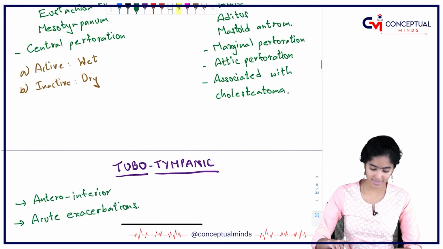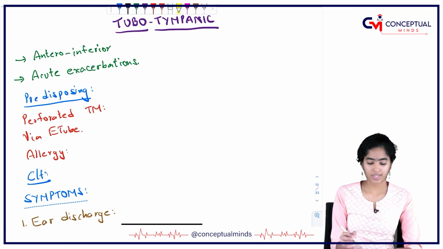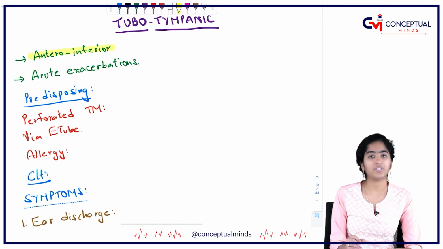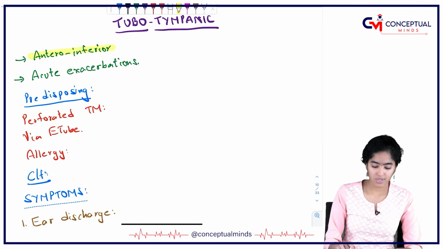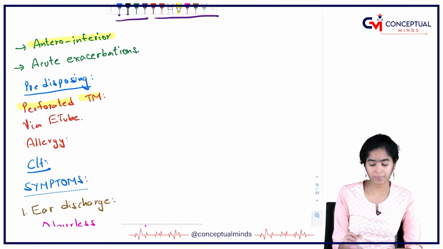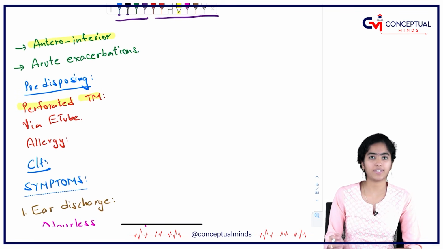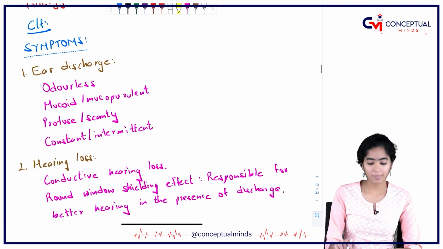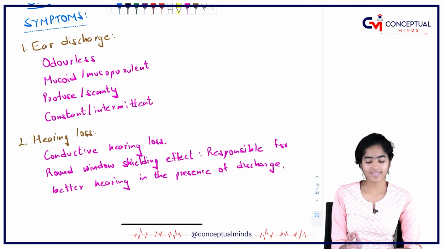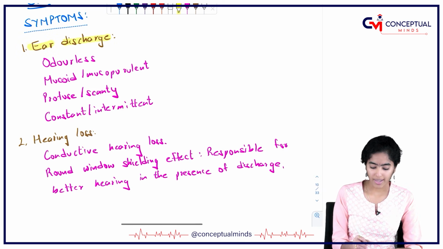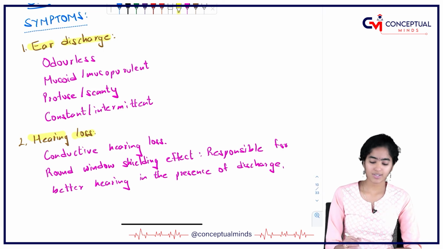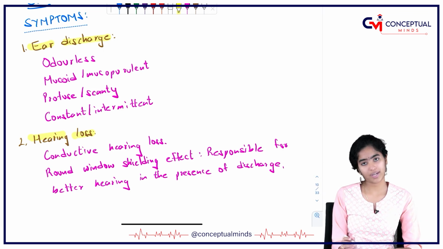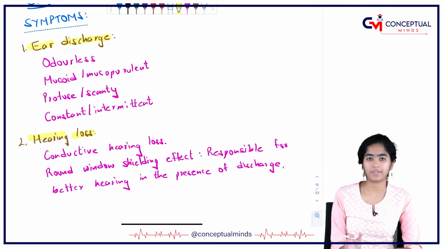All the features. Tubotympanic type usually involves the antero-inferior area of middle ear, and the predisposing features are a perforated tympanic membrane which leads to repeated acute exacerbations, and the infection can also occur via the eustachian tube, and allergy is usually present in most of the patients. Coming to the clinical features, the two important symptoms, or the only symptoms presented by the patient, are an ear discharge and hearing loss. Ear discharge is odorless, mucoid or mucopurulent, profuse or scanty, constant or intermittent.